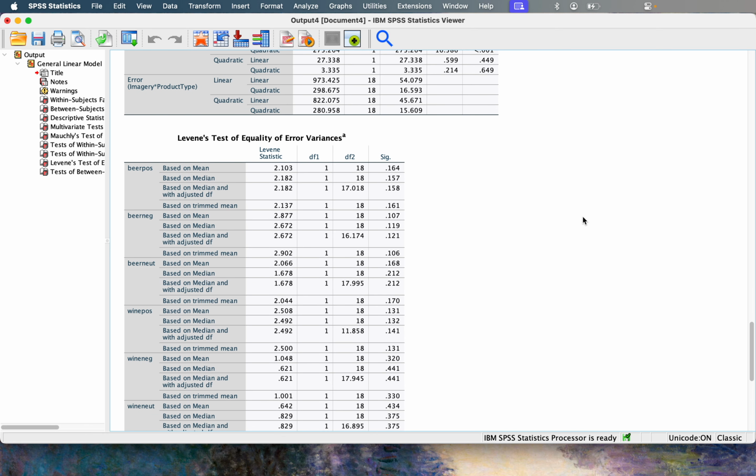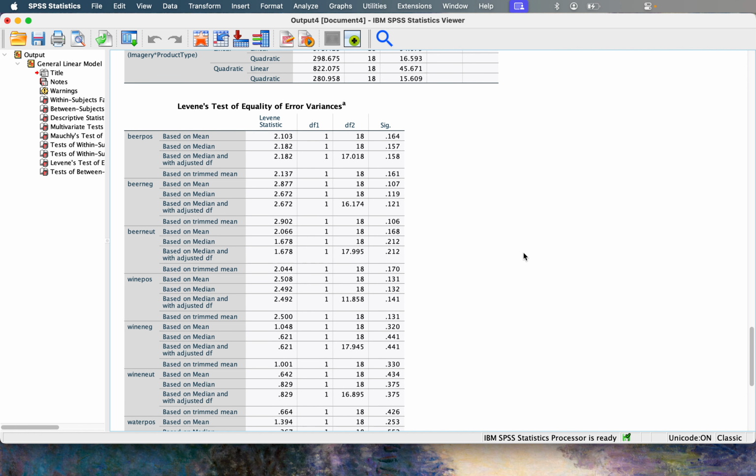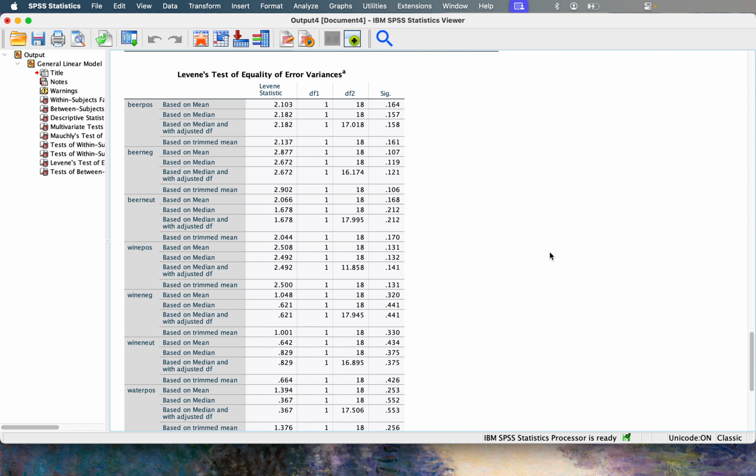Levene's test of equality of error variances. To interpret this, we need to understand Levene's test and what it's for. Levene's test is used to assess the error variances across groups, which is another assumption of ANOVA. If the variances are significantly different, with a p less than 0.05, the assumption is violated, and we'll have to use different things to make sure the results are accurate.